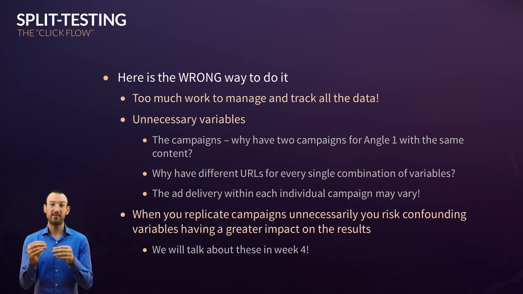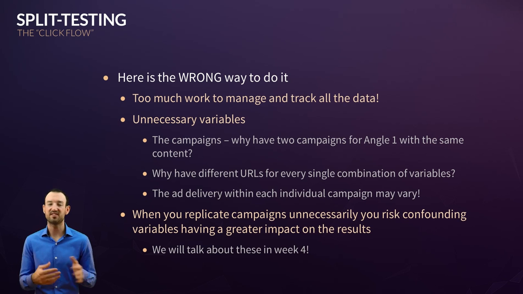So when we replicate that angle 1 campaign to make another angle 1 campaign, which is then going off to landing page 2, you might think that everything is equal across those campaigns, but that might not be the case. So a confounding variable is something that affects your results that you didn't initially think of.